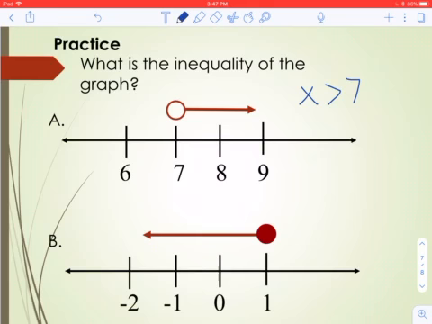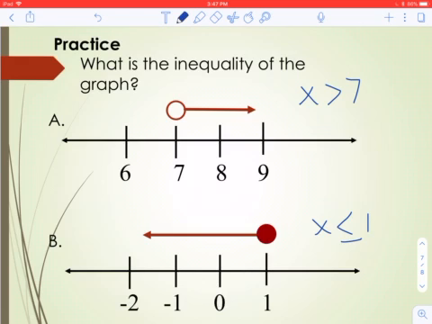For letter B, again, we start with x and the number 1, and then I need to decide, are the numbers less than or greater than? The numbers are less than 1, and because it's got a closed circle, I put a bar underneath, so x is less than or equal to 1.